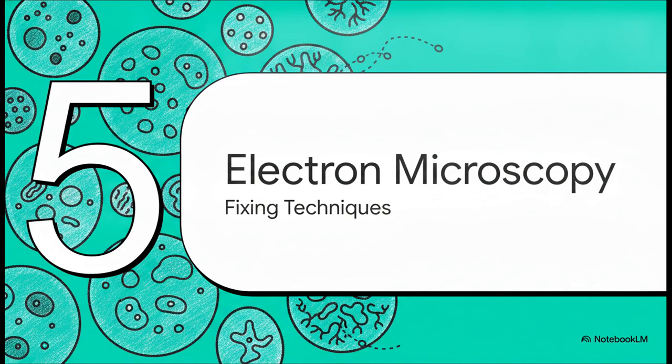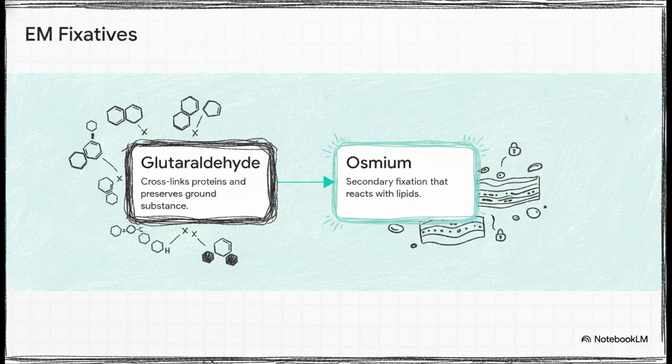Let's push even further. Section 5, fixing for electron microscopy. What if we want to zoom past the limits of light microscopy, right into the ultrastructure of the cell itself? Well, standard formalin simply won't survive the intense, high-vacuum environment of an electron microscope. You need extreme stabilization. Step 1 requires glutaraldehyde.